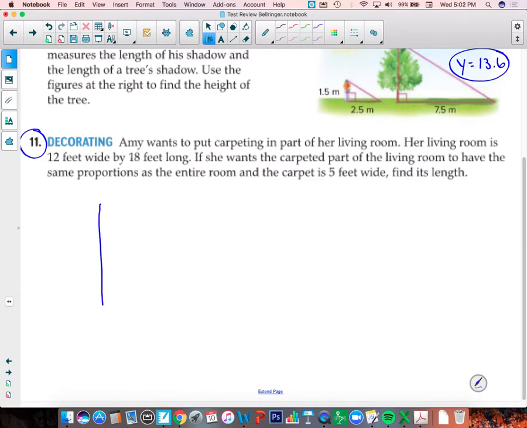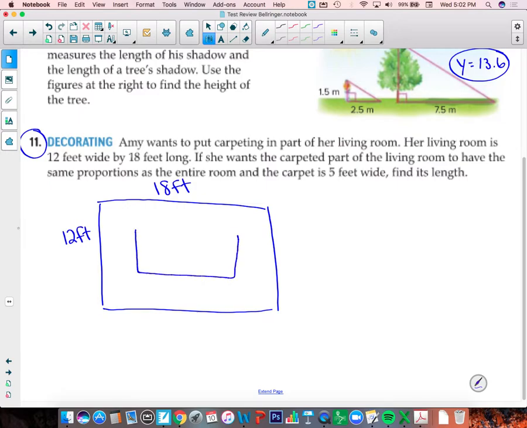So I would draw a rectangle. Says that it's 12 feet wide, 18 feet long. Okay, carpeted part of the living room to have the same proportions as the entire room, and the carpet is 5 feet wide, so we can say that that carpet is inside there, and it is 5 feet wide. So that means we're going to have that there. We don't know the length.